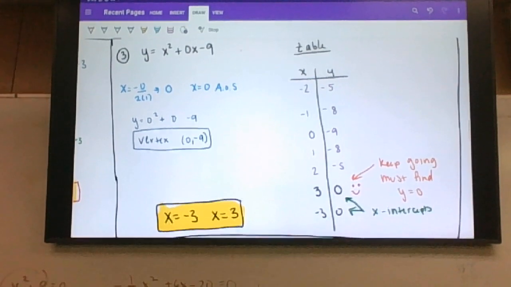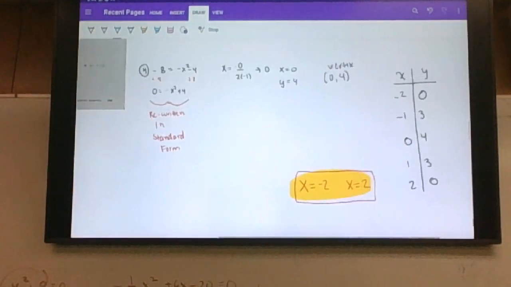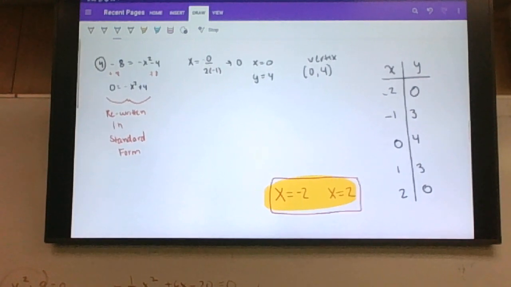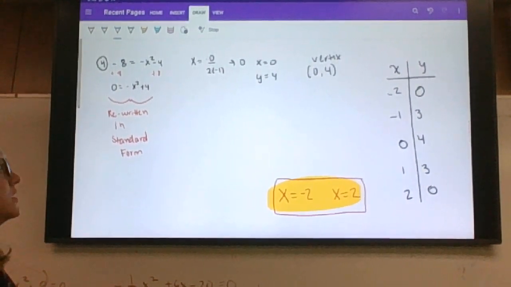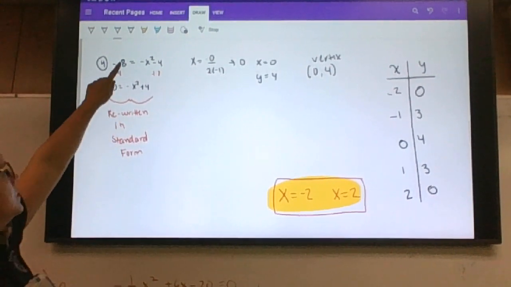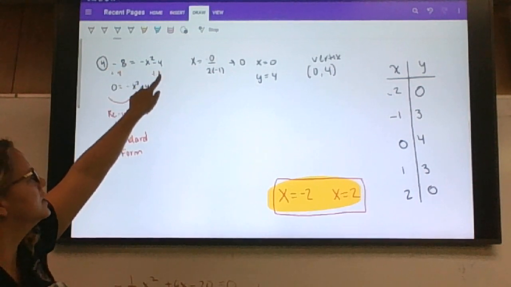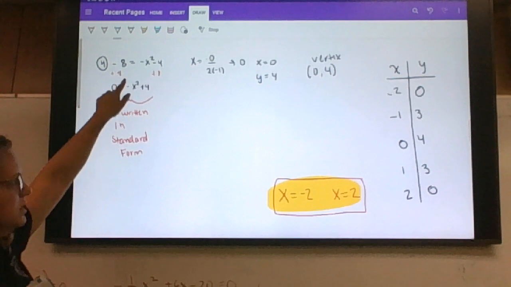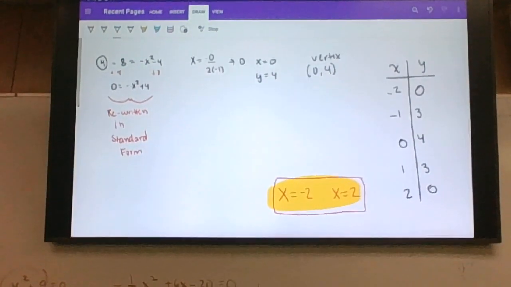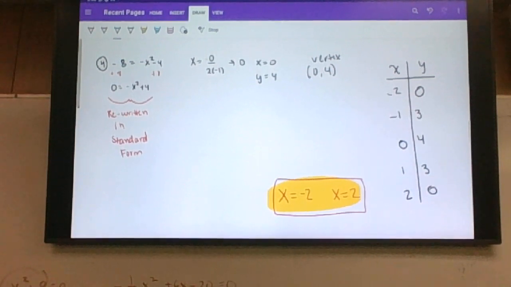Number 4. Here's number 4. All right, number 4 was out of order. So if there isn't a y or a 0 here, you have to rewrite it in standard form. So I added 8 over and got a positive 4. And this was the equation that I graphed, did all the steps for. So if it's out of order, you have to rearrange it for graphing. Well, these are the steps here.